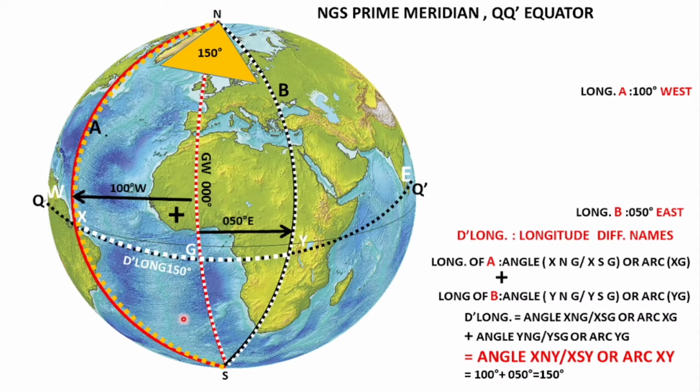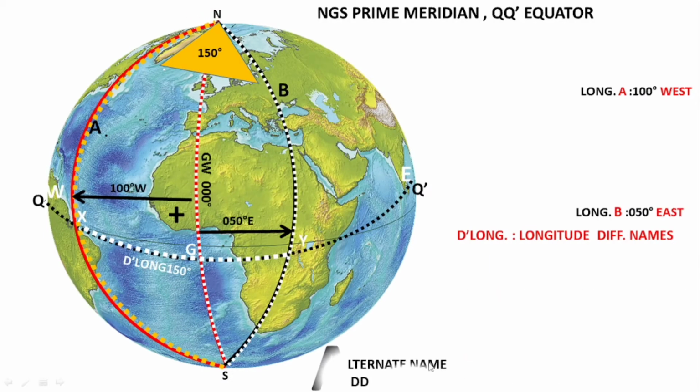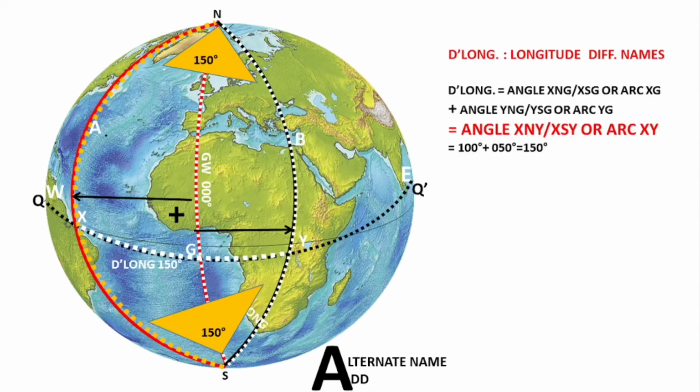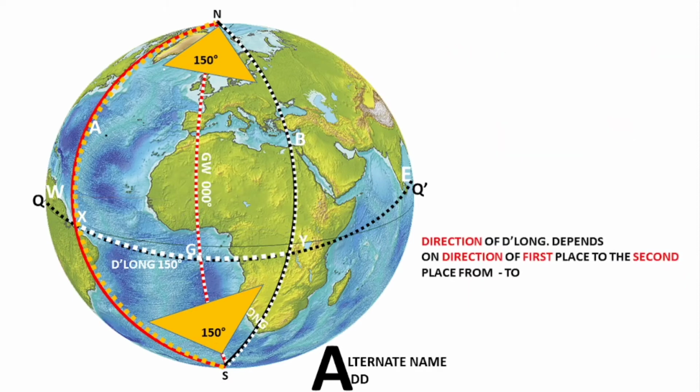So when you have longitudes of different names or alternate names, you add. There's a very simple way to remember: same name, subtract, alternate names, add. Always do that, you'll never go wrong. And here again, the same thing about which way you are going to go. So this is important, always remember, from-to. If you are starting from A and you're going to B, from A to B, you're going towards east. So D.LONG will be east. If you're going from B to A, it will be west.